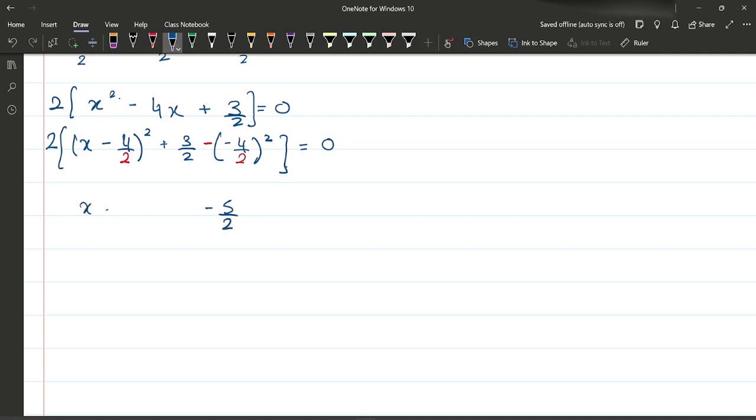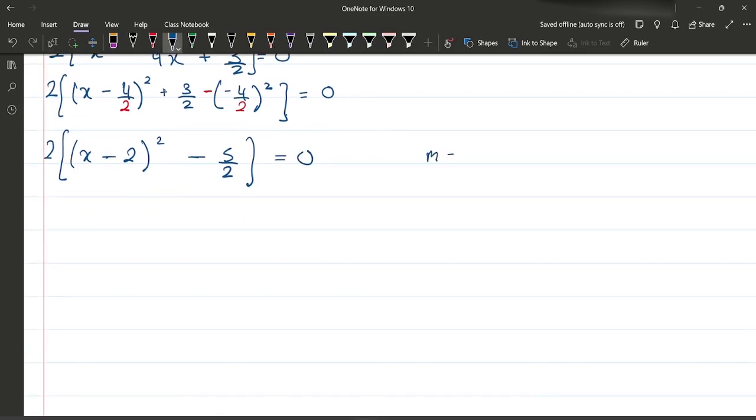Okay, so x minus, I'm going to put that as 2 now. And don't forget the brackets, equals 0. So I'm going to skip the step where we did m equals x minus 2 and we bracket it, because it's a bit of a waste of time. So now I'm going to write this as 2 times (x minus 2) squared minus 5, because the 2 multiplies minus 5 over 2 as well. And it equals 0 still.